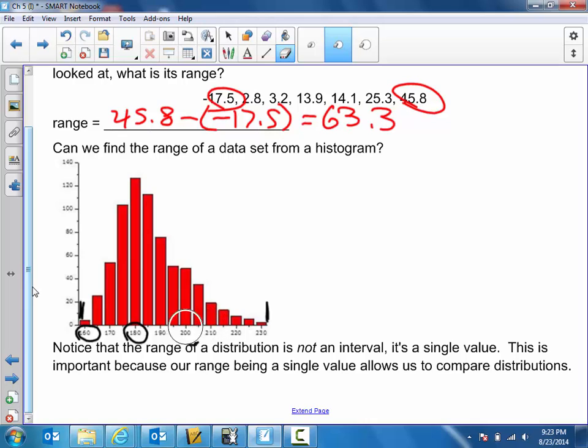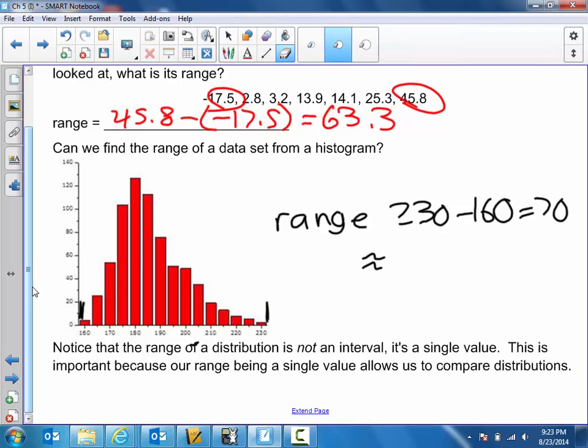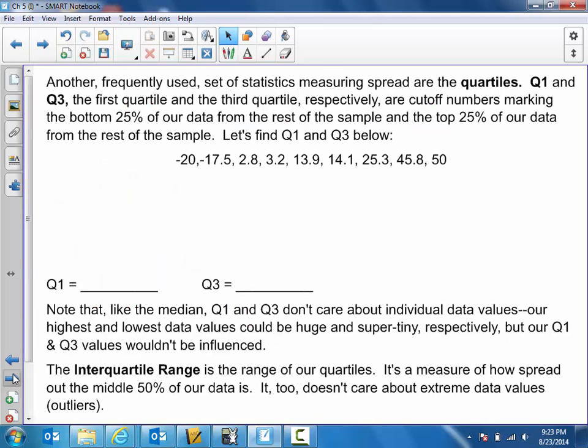So just be careful. Let's say for instance, on this histogram you were to report the range as part of the spread. Well, you could say that the range would be equal to this 230 minus 160, which is 70. I should really use the approximate equal sign right here. The range is approximately equal to 230 minus 160, which is 70, because the histogram's been a little bit messed up, and that's the best we can do.